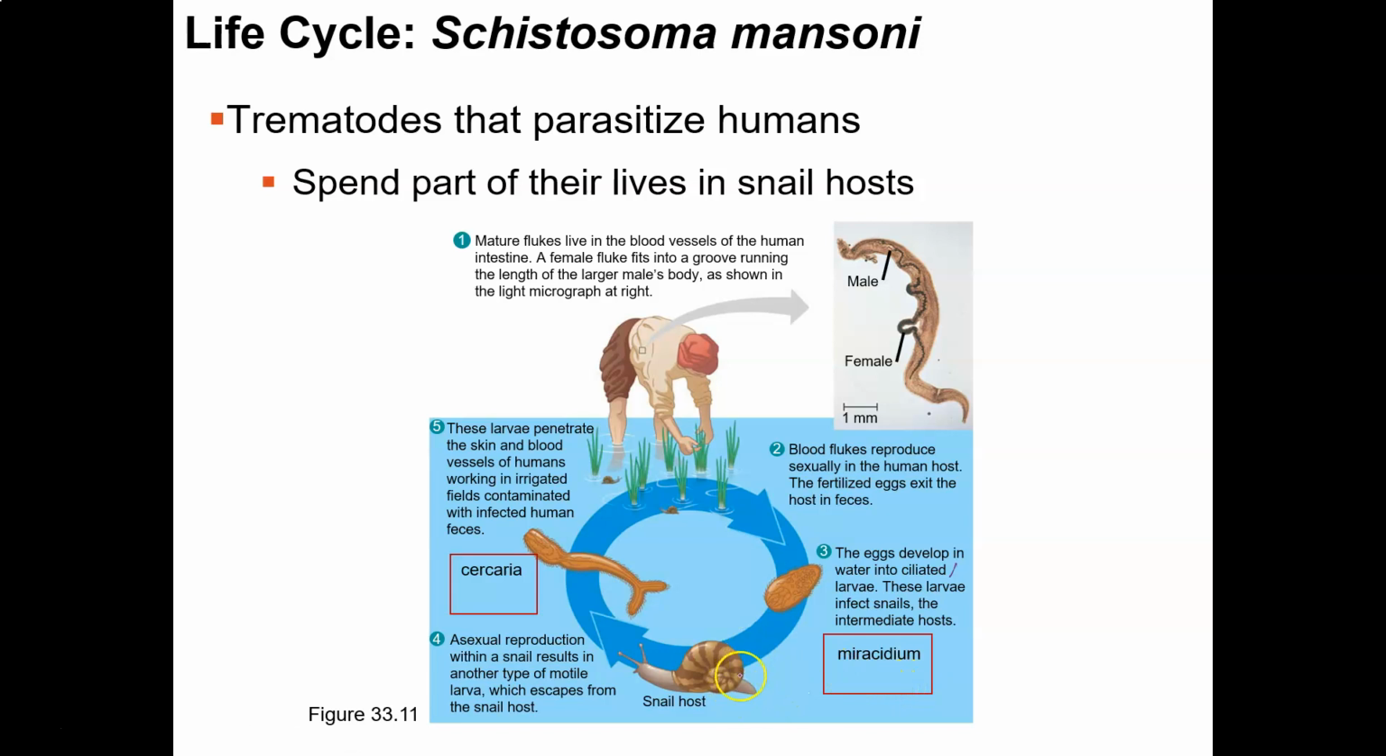And then that penetrates the snail intermediate host. It continues to go through its development there and releases a motile larva called a cercaria. That swims in the water and looks for a new host, penetrates the skin of this person, gets into their bloodstream, and completes the life cycle all over again.